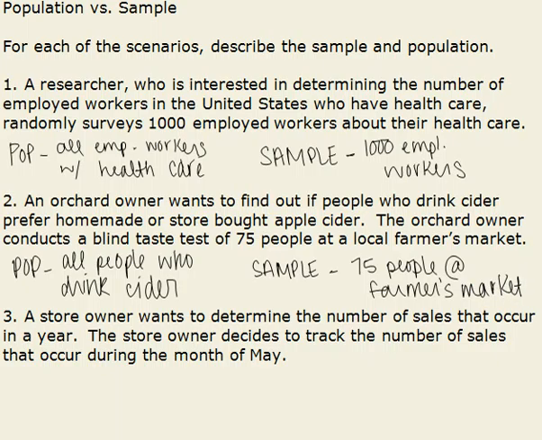And our last scenario, a store owner wants to determine the number of sales that occur in a year. The store owner decides to track the number of sales that occur during the month of May. Our population, in this case we're not looking at people, we're looking at the number of sales in a year. And I should probably say the total number of sales or all of the sales.